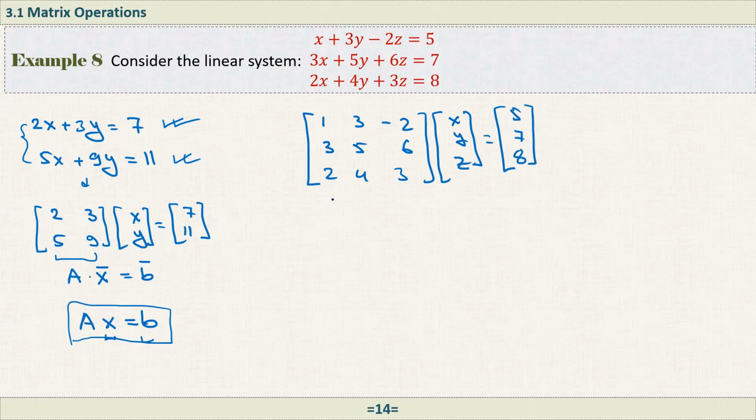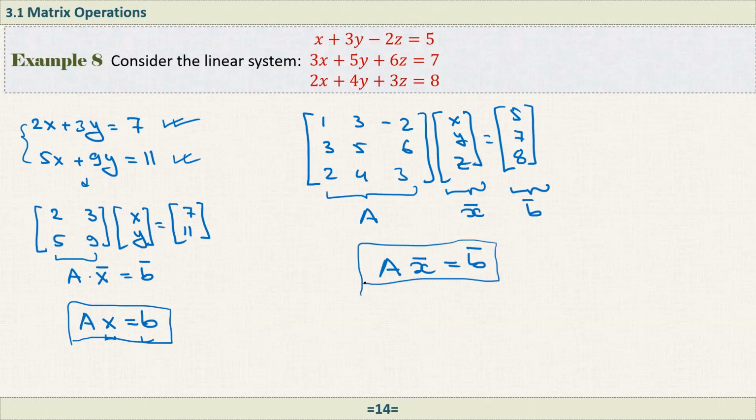Now, once again, this one is just a matrix. If I label this by capital A, and this one by X bar, that's a vector, and this one by vector B, what we have here is A X equals B. These are vectors, that's why I'm using the bar here. So in very compact form, we can also write this as A times X equals B. That is another use of matrices.